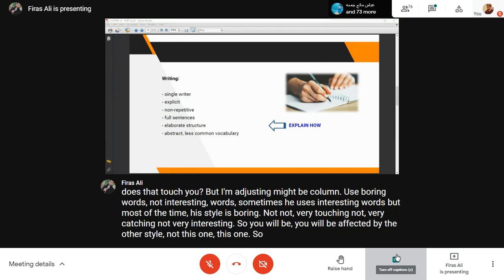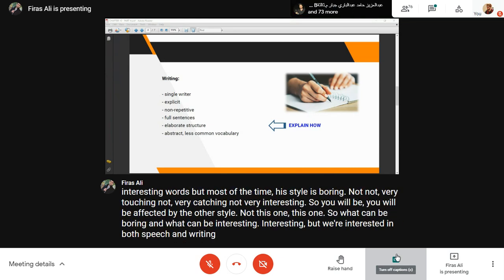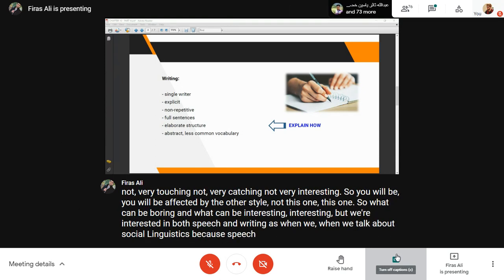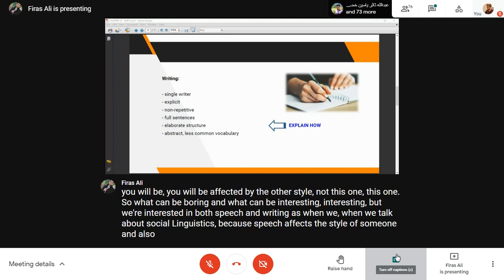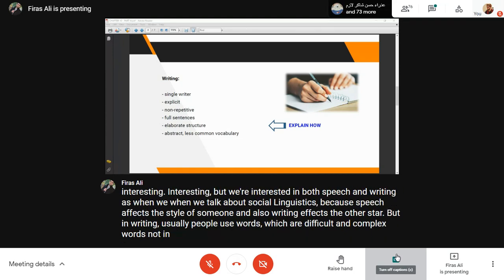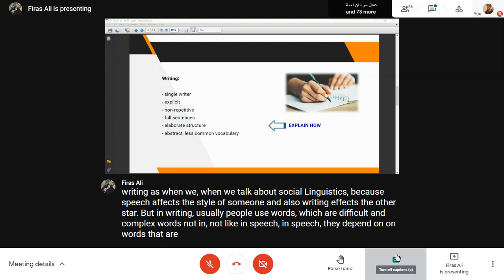So both can be boring and both can be interesting. But we're interested in both speech and writing when we talk about sociolinguistics, because speech affects the style of someone and writing also affects the style. But in writing, usually people use difficult and complex words. Not like in speech, where they depend on simple words that people use every day.